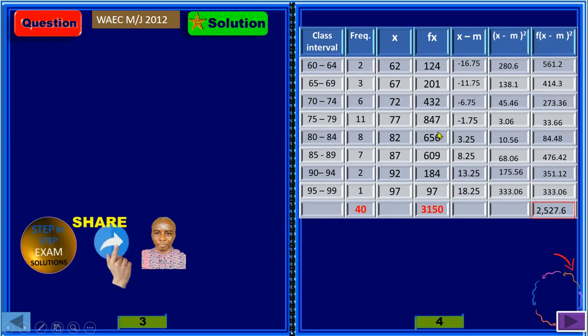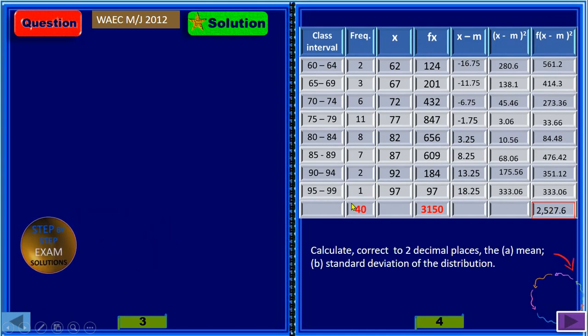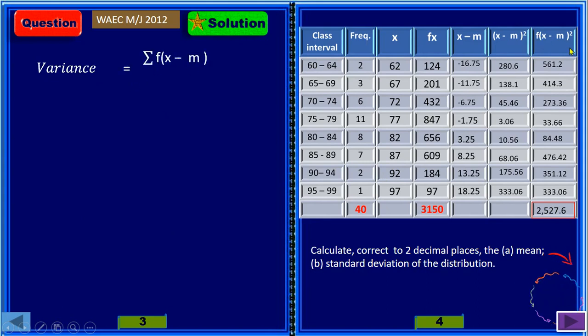So now using this table, we need this column to be able to calculate the standard deviation. But let's calculate the variance first. The variance of the distribution is given by the summation of this, adding everything together here, divided by the summation of the frequency. So that gives us the variance.